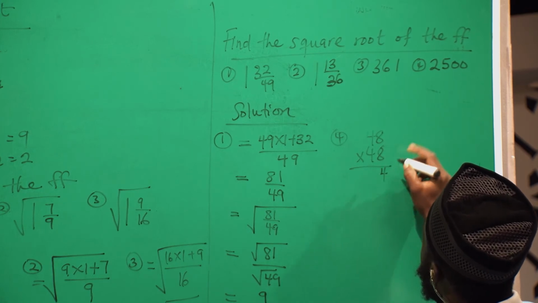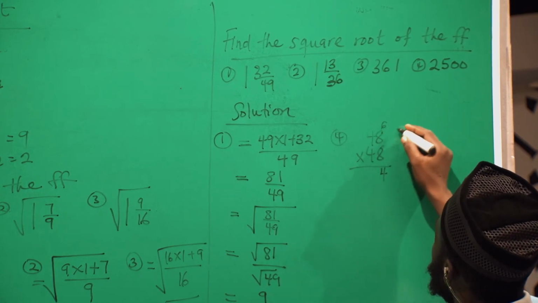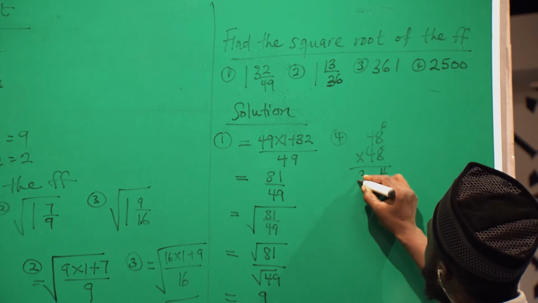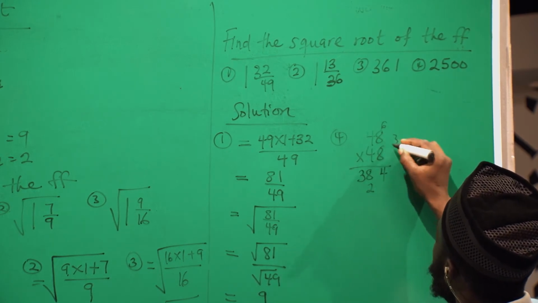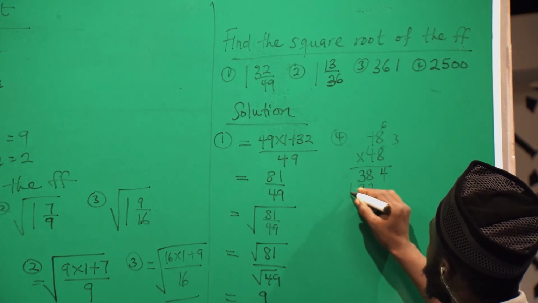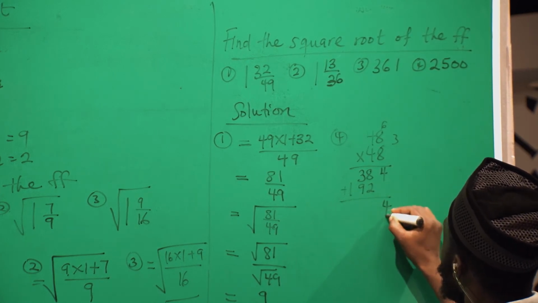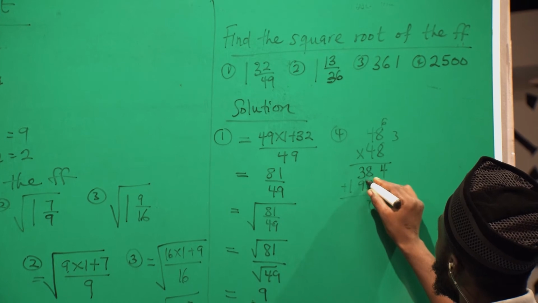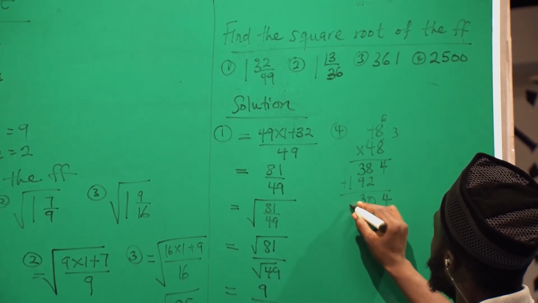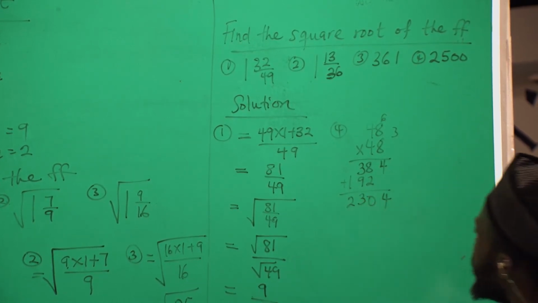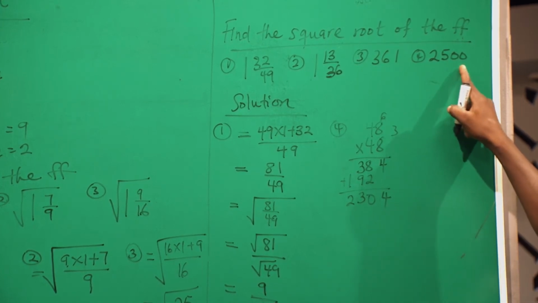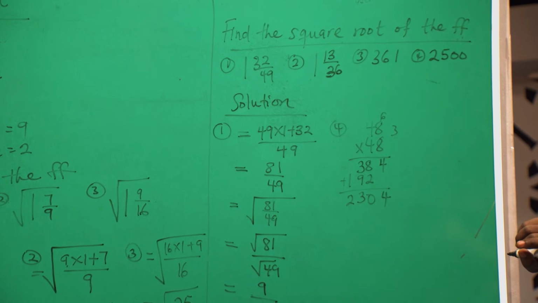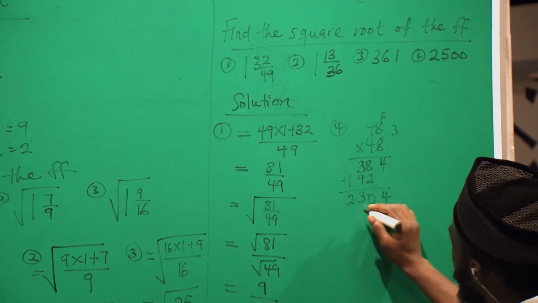8 times 8 is 64, carry 6. 4, 8, 32 plus 6, 38. 4, 8, 32 again, 2, carry 3. 4, 4, 16 plus 3, 19. Let's add. So this is what? 2,304. And this is 2,500. So somebody will still say, let me go on to 49.